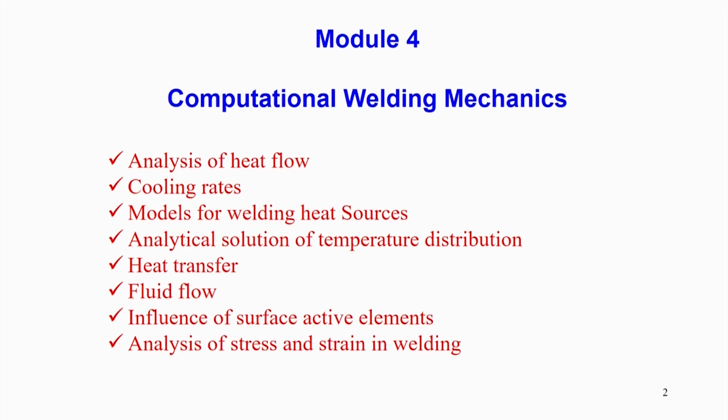If you look into the subsections of this module, the first will focus on the analysis of heat flow in the welding process, and then how to estimate the cooling rates. We have already discussed the influence of cooling rate on microstructural changes and on the solidification process of welding. Those we will cover in the welding metallurgy section, but here we will focus only on the mathematical calculation or estimation of the different parameters that are very significant in the welding process.